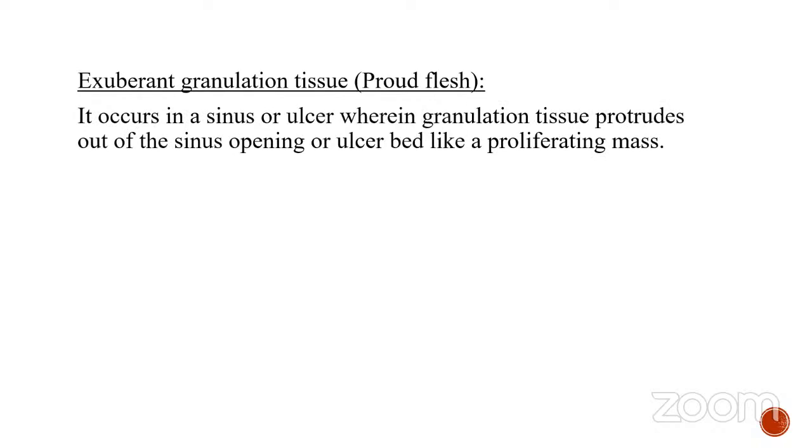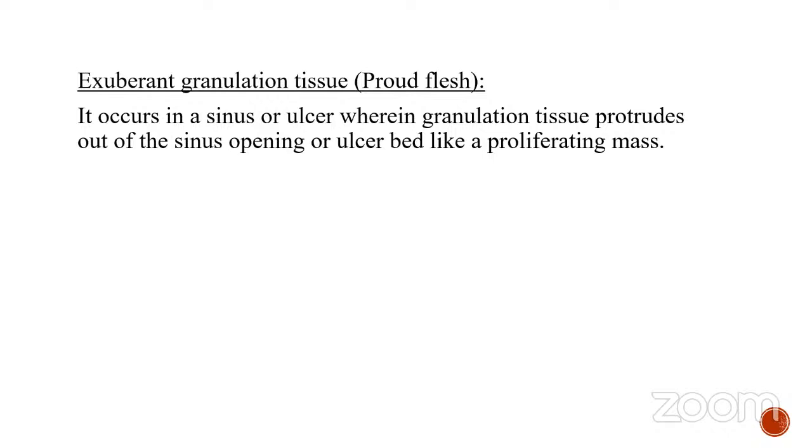And then there is something called exuberant granulation tissue. It's not at all a healthy granulation tissue. It's one of the unhealthy granulation tissues. What happens here is it occurs in a sinus or an ulcer wherein granulation tissue protrudes out of the sinus opening or ulcer bed like a proliferating mass.